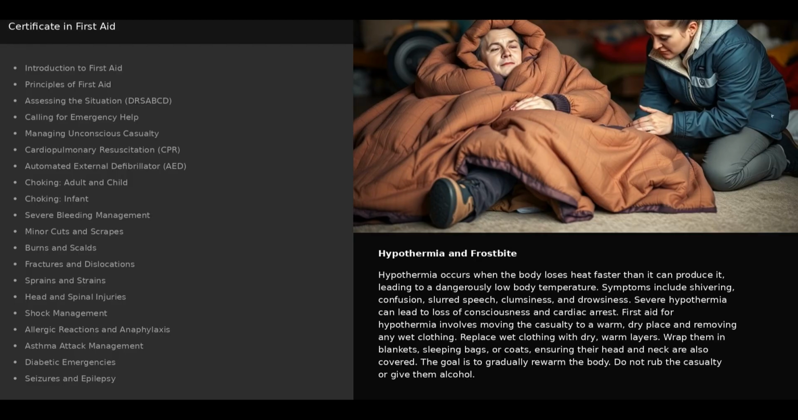First aid for hypothermia involves moving the casualty to a warm, dry place and removing any wet clothing. Replace wet clothing with dry, warm layers. Wrap them in blankets, sleeping bags, or coats, ensuring their head and neck are also covered. The goal is to gradually rewarm the body. Do not rub the casualty or give them alcohol.